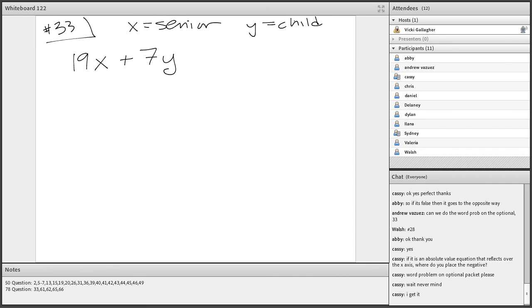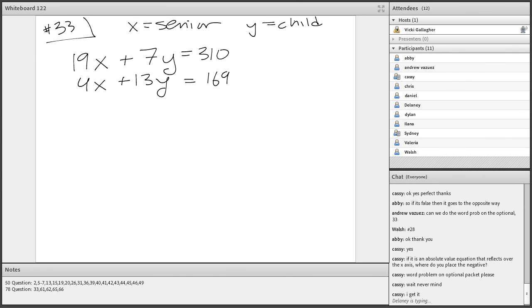And the total was $310. And then it says the school took in $169. That's a total, so I'm writing it over here with the other total. On the second day by selling 4 senior tickets and 13 child tickets. And then they want to know how much it costs for each one.